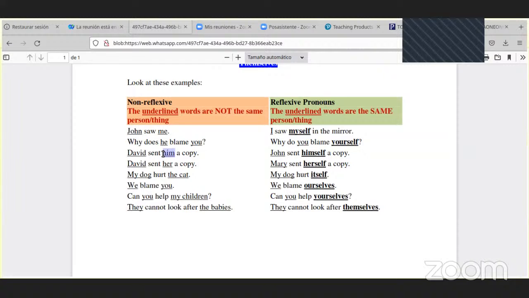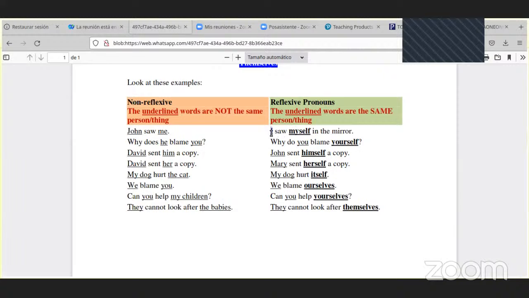So after this, what do we have? The reflexive pronoun. It is when we mention, when we reflect the same person or the same thing. For example, I saw myself in the mirror. Okay, I, this is my subject. Myself, I'm talking about me. So I will use the subject and the reflexive pronoun that belongs to the subject.